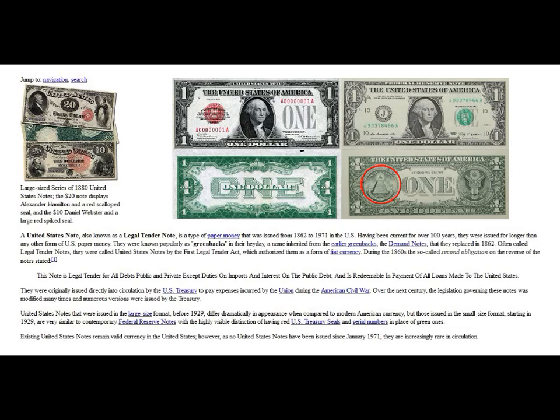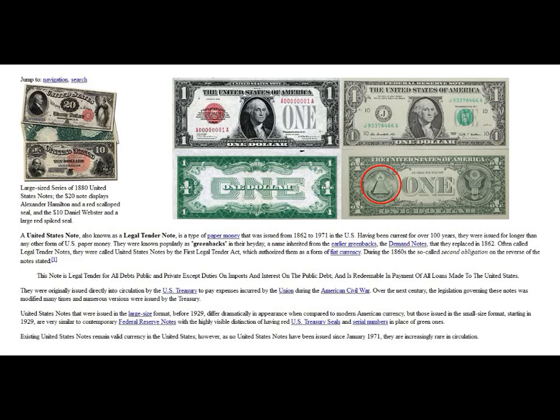Existing United States notes remain valid currency in the United States. However, as no United States notes have been issued since January 1971, they are increasingly rare in circulation. So there you go. The real money was the United States note because it was debt-free. And then we have the Egyptian money, which has a debt attached to it, and then everybody's slave to the debt because it's a perpetual debt that we can't get out of. But that's where that's at.